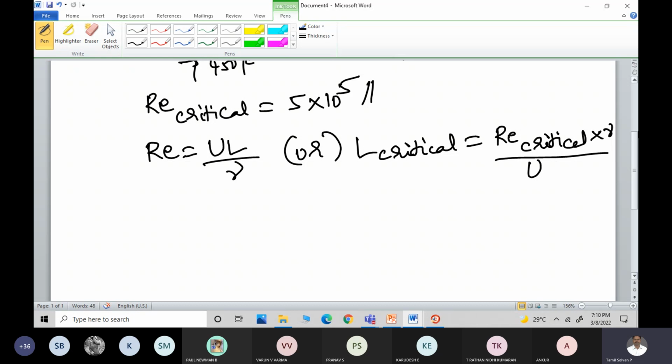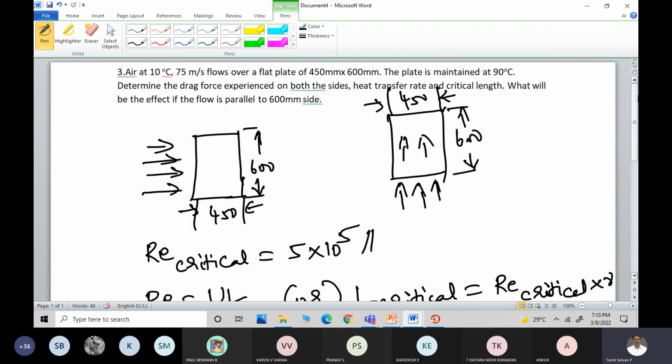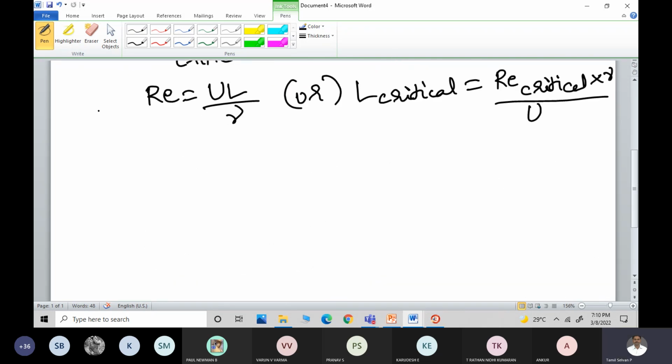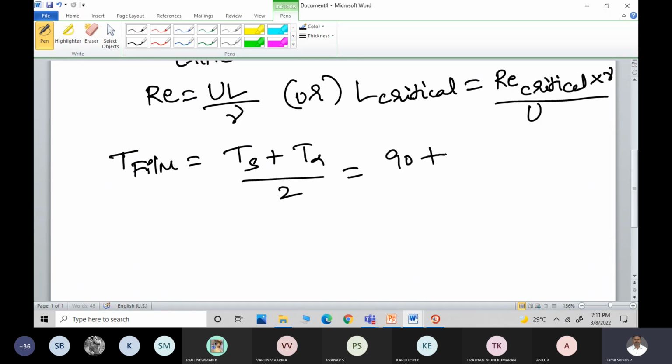Now, let us find out the film temperature here. Air temperature is 10 degrees C and the plate is maintained at 90 degrees C. So you have to find the film temperature first. T film is equal to Ts plus T infinity by 2. What is the surface temperature? 90 degrees C. Air temperature 10 degrees C. So the film temperature is 50 degrees C. What is the fluid?